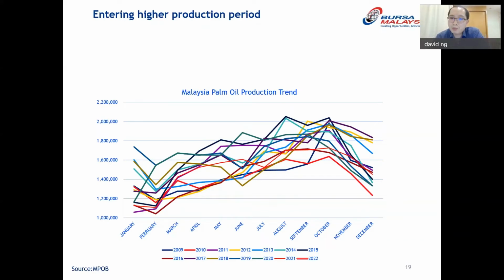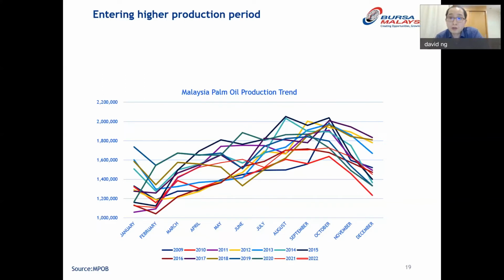But if you just look at production data from MPOB and break it down on a month-to-month basis, you notice that around April, May is where the uptrend in the production cycle starts. And that will bring you to at least October. And at the end of October, normally at the start of the November and December period, production tends to decline.